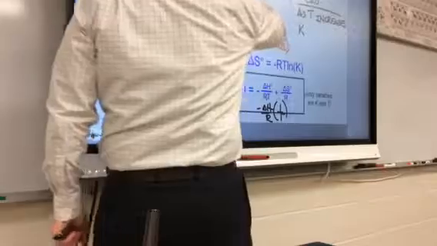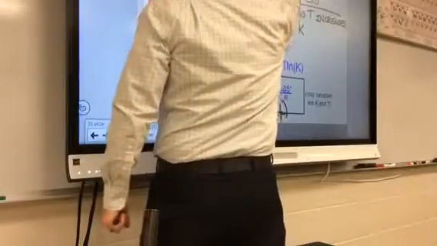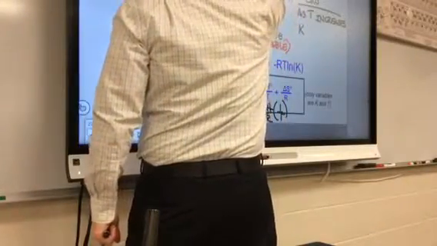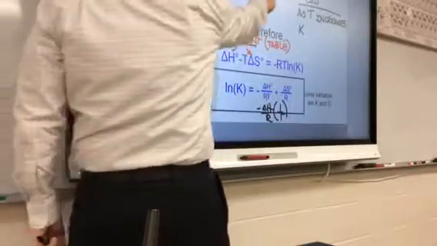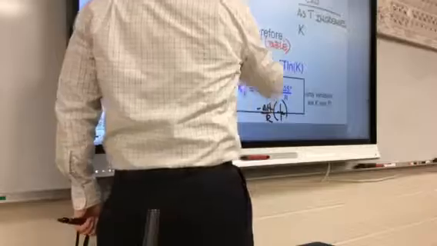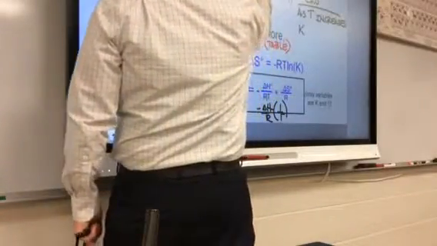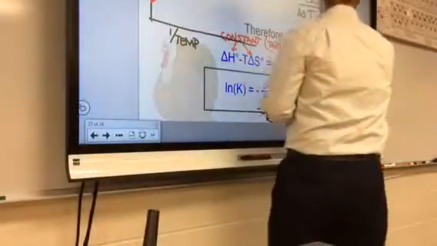For this graph, the exothermic reaction, if we're increasing in temperature, what's happening to the K? It's going down, isn't it? That's what I asked you to answer. As the temperature is increasing, the K value is going down. K is decreasing.